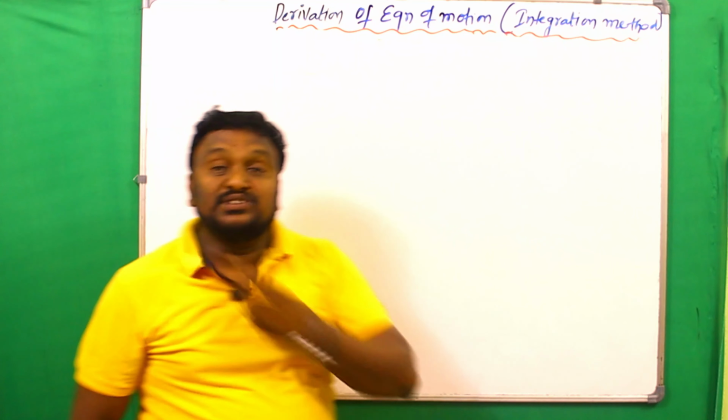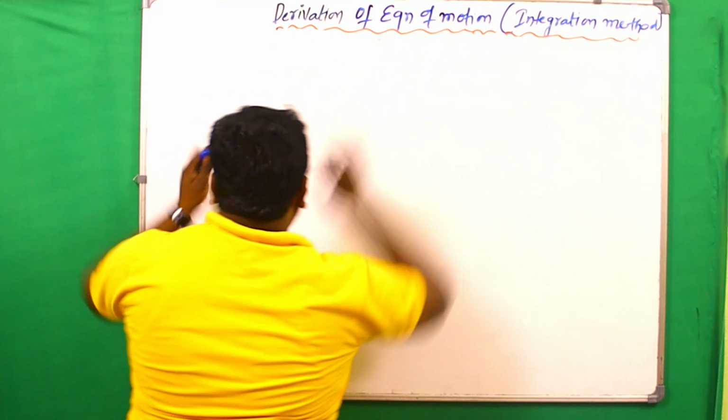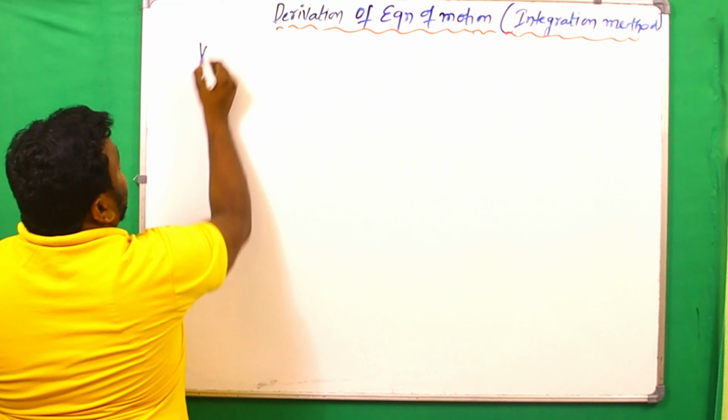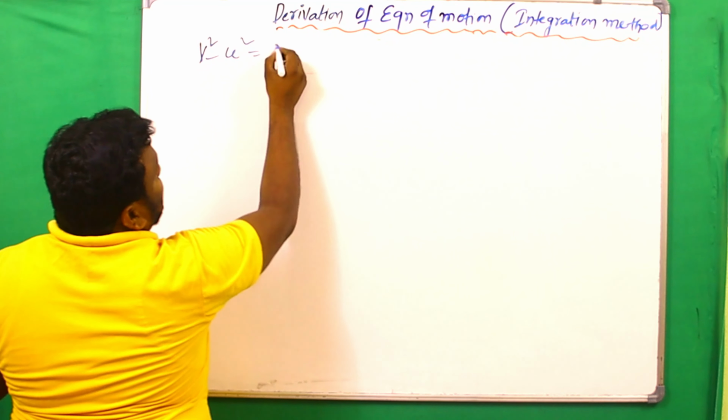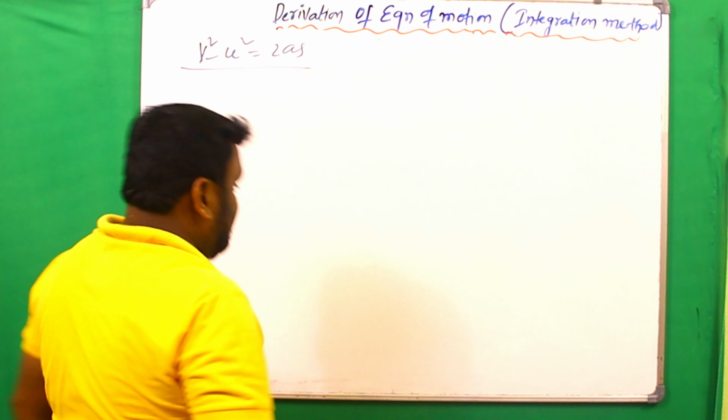Let's see another derivation: v square minus u square is equal to 2as by the integration method. Derivation of v square minus u square is equal to 2as by using the integration method.